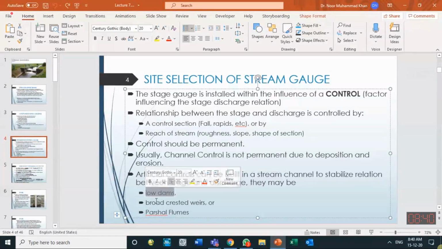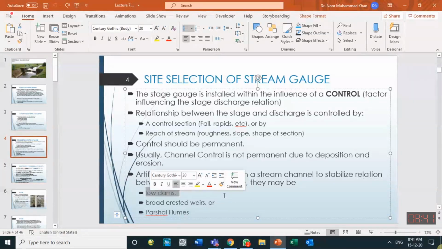Low dams usually means barrages. What is a dam? A dam is an obstruction in the flow of water, usually built for the purpose of storing water. Because a barrage also obstructs the water, in this part of the world, in Pakistan and India, we call it a barrage, but in other parts of the world, like Egypt, they call it a low head dam. They call barrages low head dams.